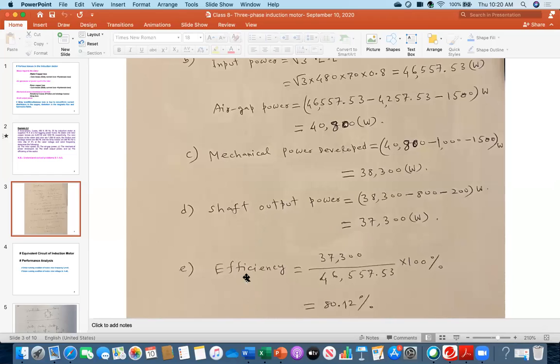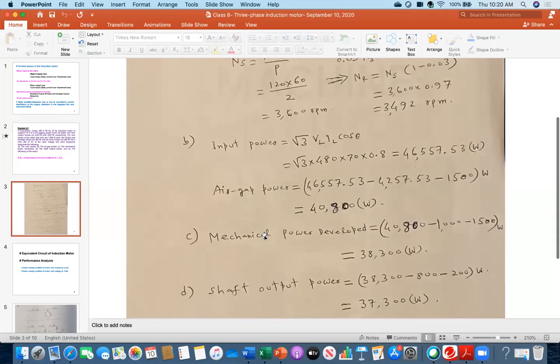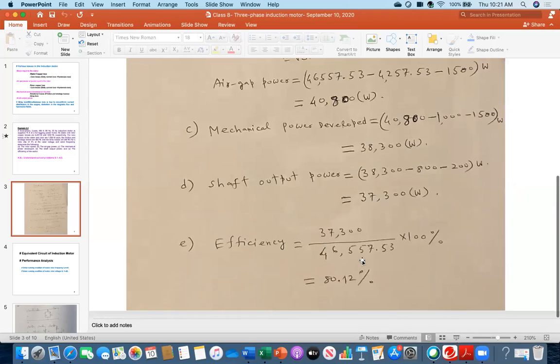So then I am calculating the efficiency. What I am doing is, this is my final output, this number here. And what is this number? This is the input. Go to the beginning, the input power, this number, which was the actual input power to the stator. And then multiplying by 100, I got 80.12.